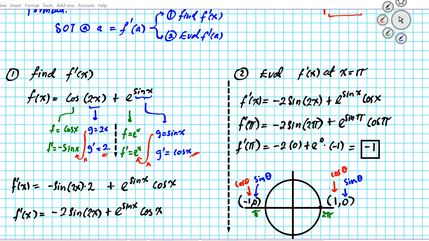All right, so how was this problem scored on the AP exam? This was a 2-point problem. You just got 2 points for arriving at the final answer right here, -1, and you get your 2 points, okay?